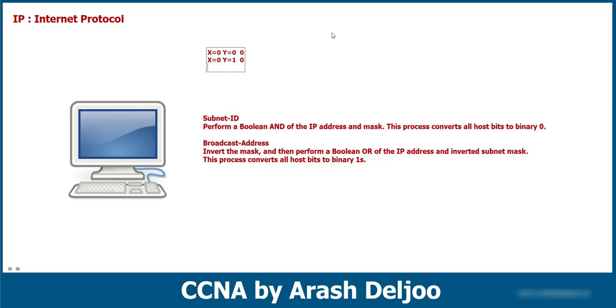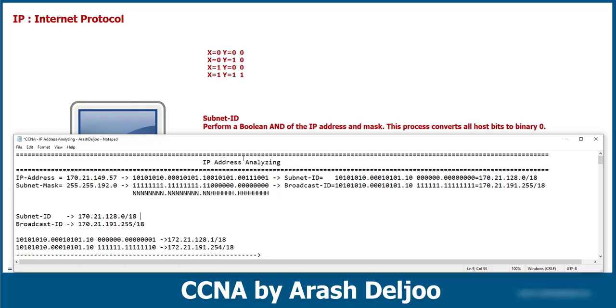When we have x as 1 and y as 0, the result of Boolean AND between them is 0, and when we have x as 1 and y as 1, the result of Boolean AND is 1. Now let me use this formula here. Look here, this is our scenario. Perform a Boolean AND between the IP address and the mask. And here, if both of these two bits are 1, the result is 1, because 1 AND 1 gives 1.